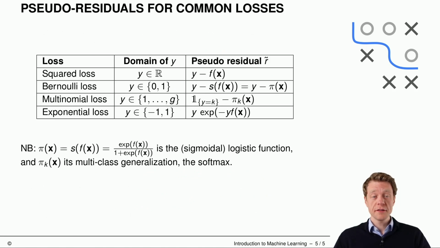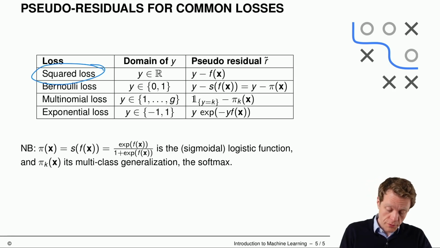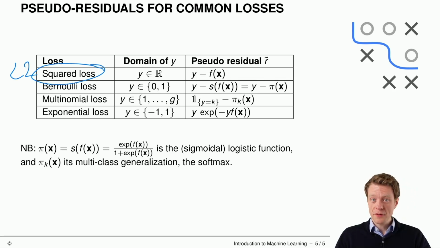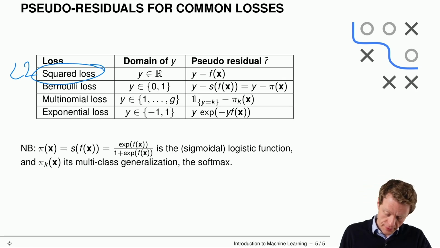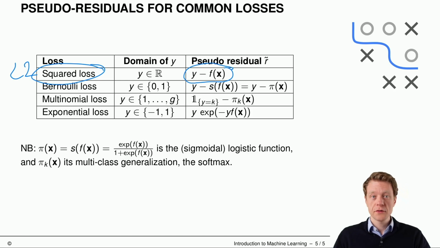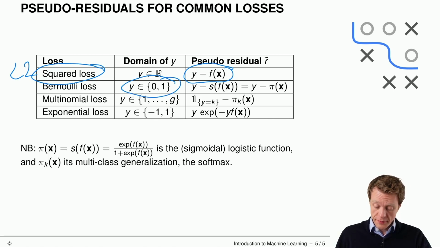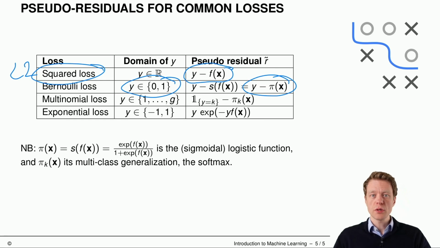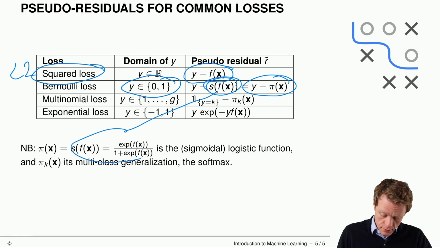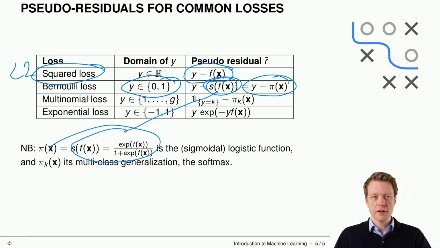Here, final slide of this video, you see just some pseudo-residuals for common losses. So squared loss or L2 loss, if you take the derivative of this and take the negative of it, then the pseudo-residual is exactly the plain normal residual that you know from before. So that's where the beauty comes from somehow. We also have the Bernoulli loss for binary classification. That's then just the difference between the target and the predicted probability. This S function here is just a sigmoid function or logistic function.